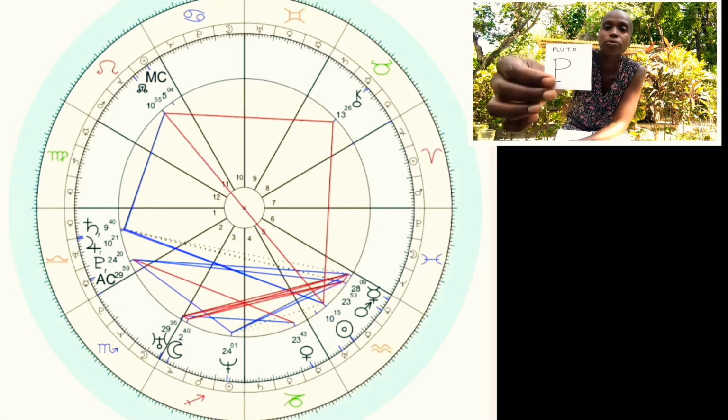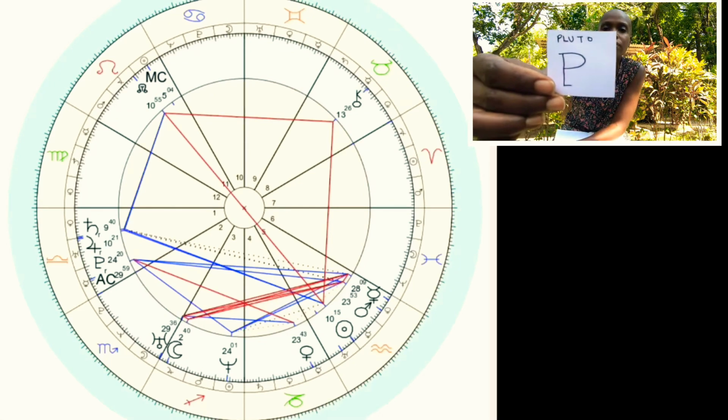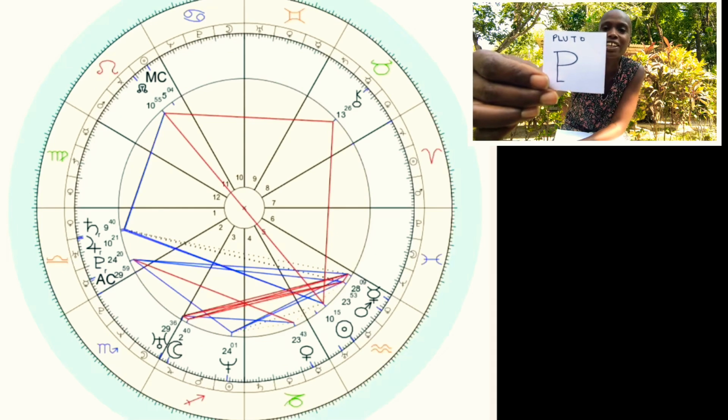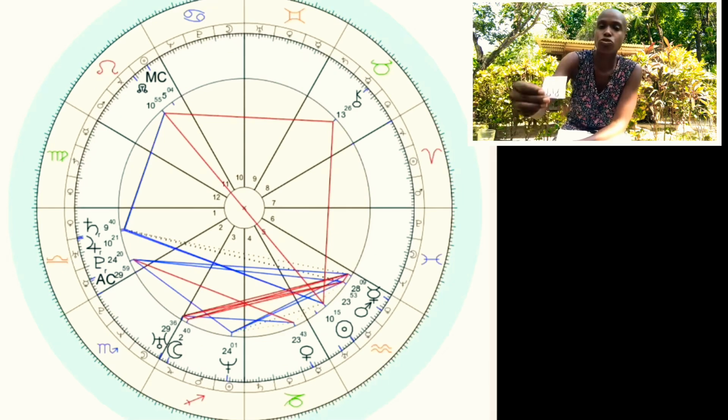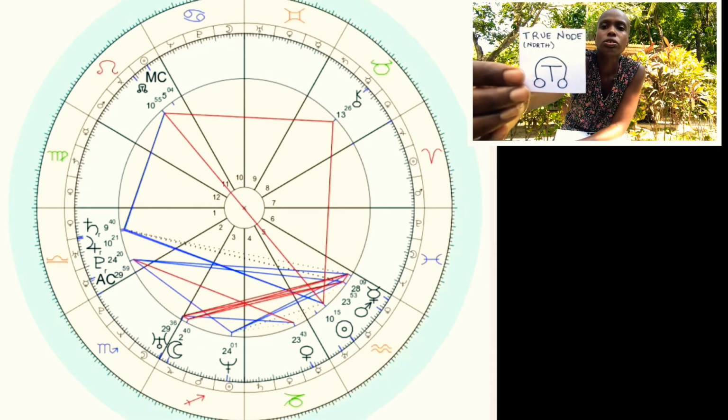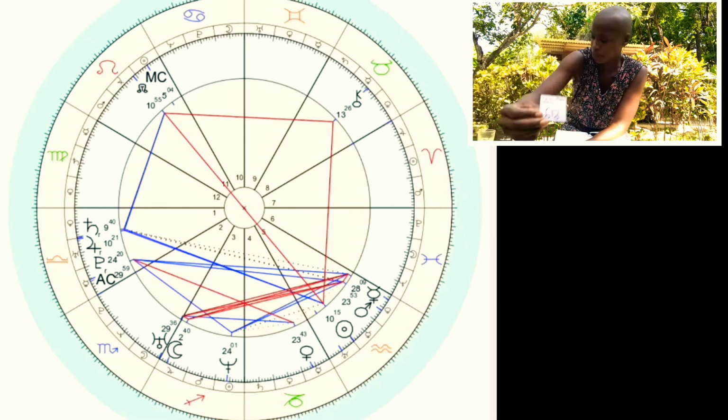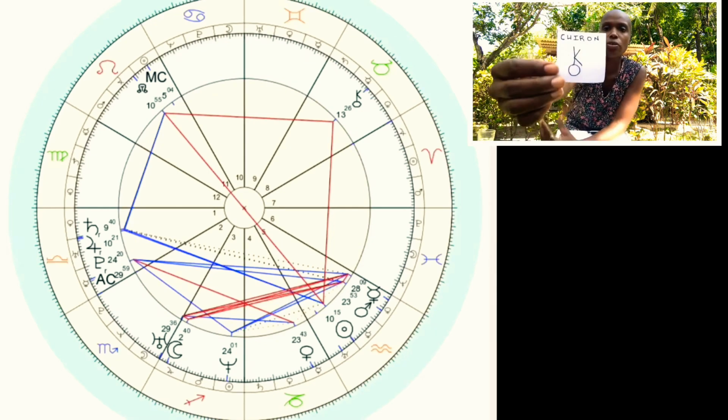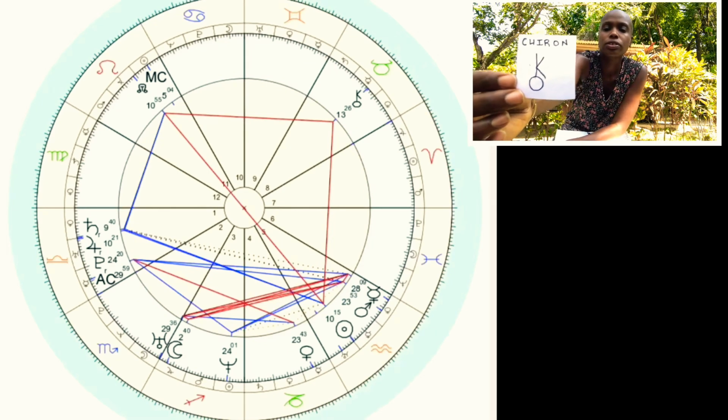And we got Pluto. Looks like a P. Find it and label it. Then we have True Node. Find it and label it. And then we have Chiron. My Chiron's in the 8th house. Find it and label it.